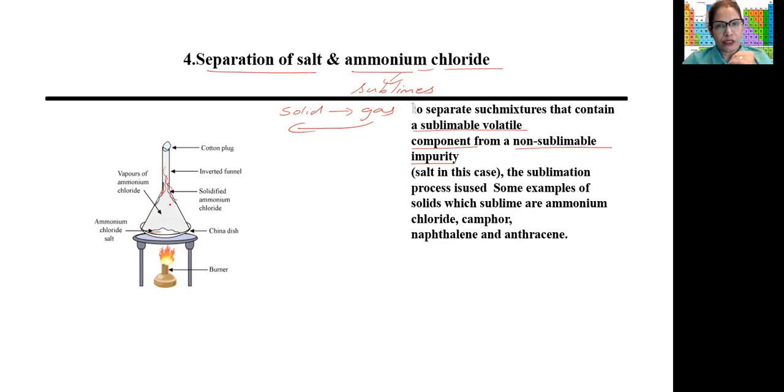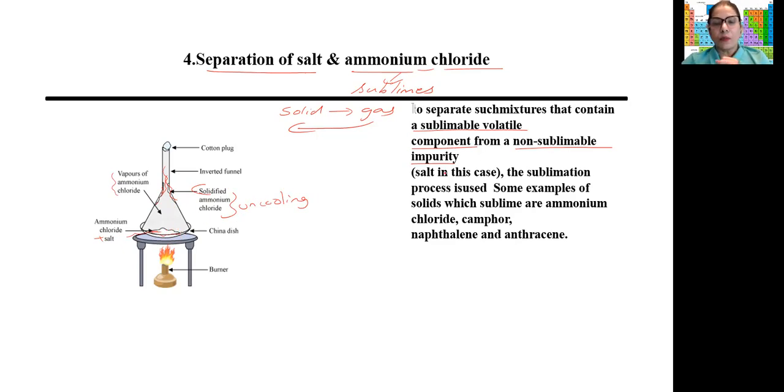directly from the solid state to the gaseous state. And when it cools down, again it solidifies. So we can get the solidified ammonium chloride on cooling. This collects on the sides of the funnel. That's why we are placing a funnel on top of the mixture, right? So this mixture has ammonium chloride plus salt in it. When we heat this mixture, the vapors of ammonium chloride will collect on the sides of the funnel, and once it is cooled, we can get the ammonium chloride in the solid state. And the salt, which is the impurity, will remain on the china dish.